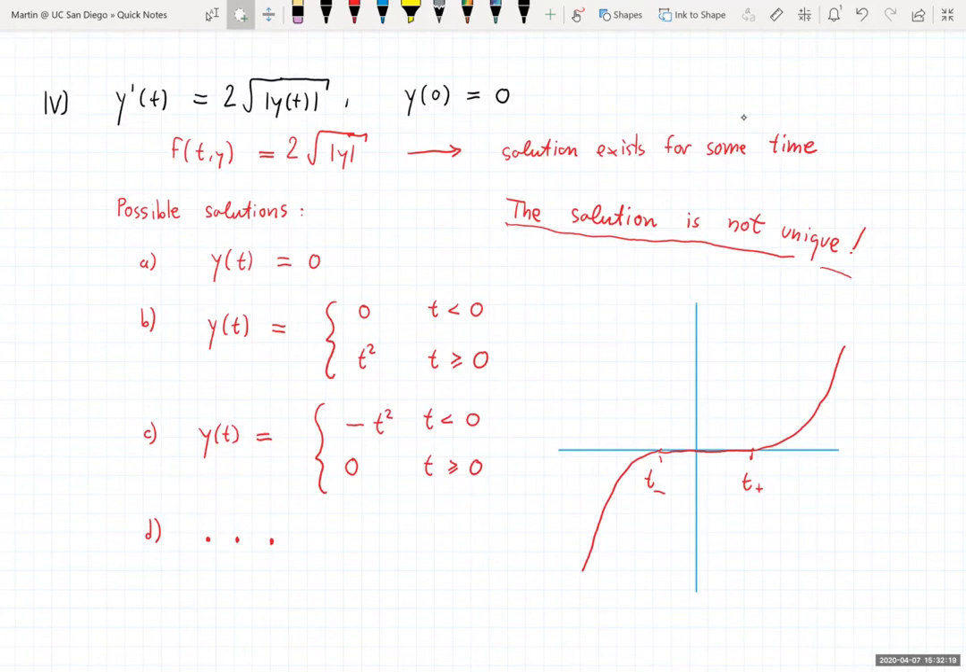I suggest that you check by yourself that this function, the possible solution number B, is actually differentiable and solves the initial value problem. Another possibility is number C here. y of t is equal to minus t squared for negative t and 0 for non-negative t. Again, I'll leave it as an exercise to check that y of t actually is differentiable and satisfies that initial value problem. Now, these are not the only solutions. There are a number of others.